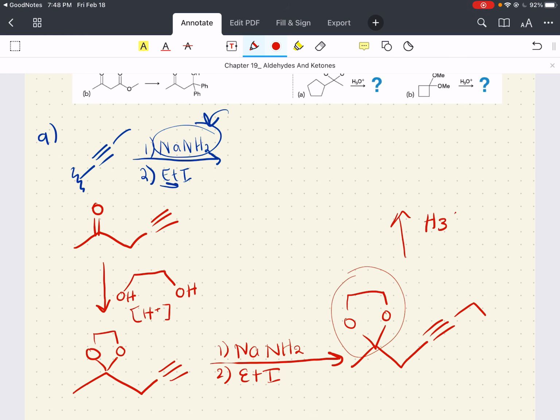And we can just do this with some H3O plus. Beautiful. And that will give us right back our ketone where we started. And now our triple bond has that ethyl group like we wanted. So that's how we want to approach this synthesis problem.